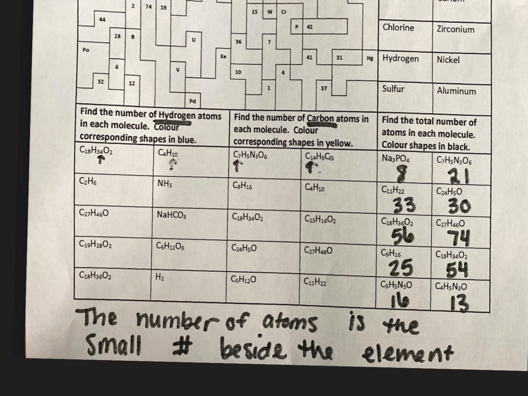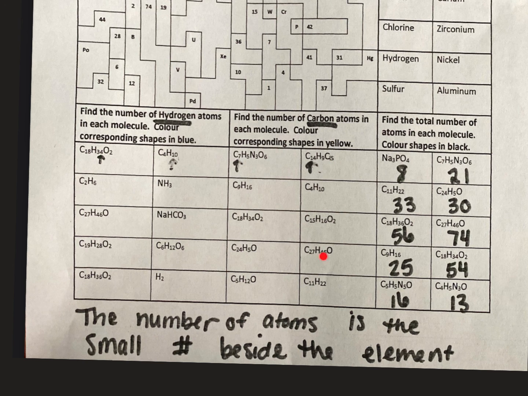Then down here on the bottom, right, it says to find the number of hydrogen atoms. This is about what we're getting ready to do in the next chapter. But basically, the number of atoms is just that small number that's going to be beside it. So like for this one, it'll be 34. This one will be 10, 6, 3, 46, 1, 28, 12, 36, 2. So you're going to find those numbers on here, color them blue.